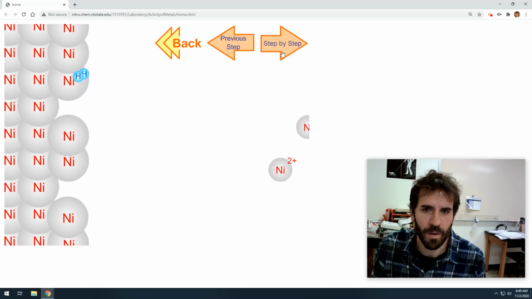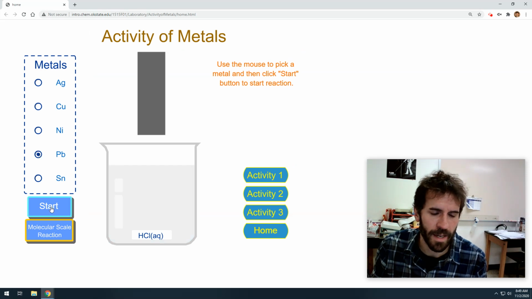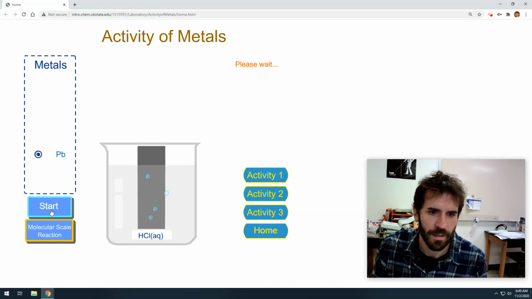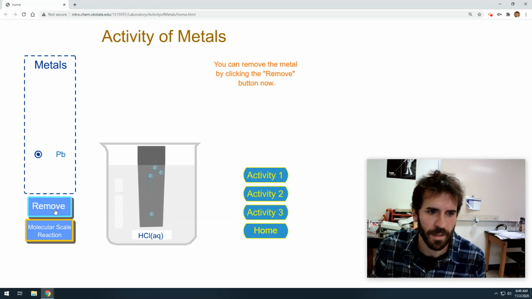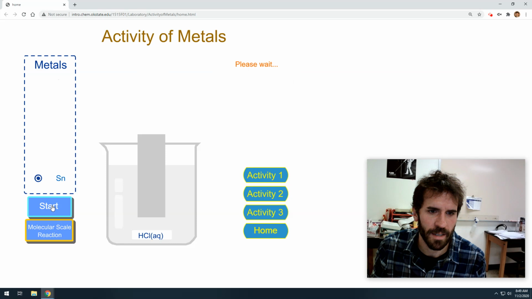All right, there you go. All right, let's go back. If we put our lead into our solution, we see a reaction again. Those are hydrogen H2 bubbles being released. The lead bar seems to have shrunk a little bit. And now let's do tin. We see a reaction again.